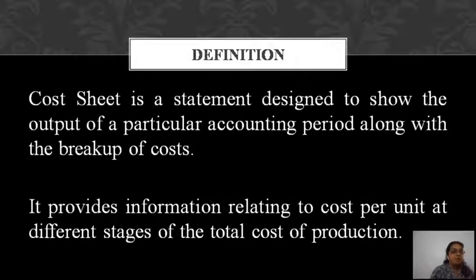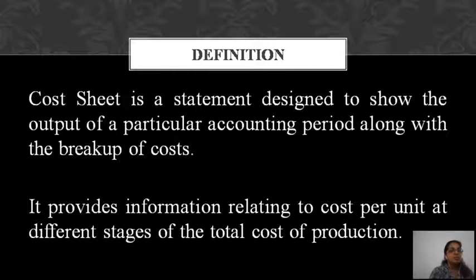Now, when we talk about the actual definition of cost sheet, here it is. Cost sheet is a statement designed to show the output of a particular accounting period with the breakup of costs. Now let us take out the key elements in the definition. The first one is statement. We had just now in the previous slide read that it is a statement of cost. Designed to show the output. Output means we calculate the cost of the output, that is what we are producing, and of that output how much we are selling off.